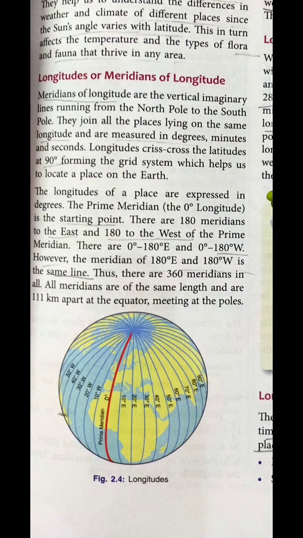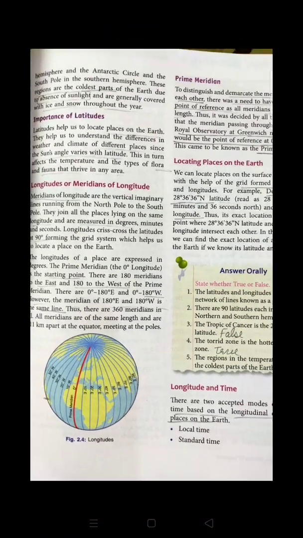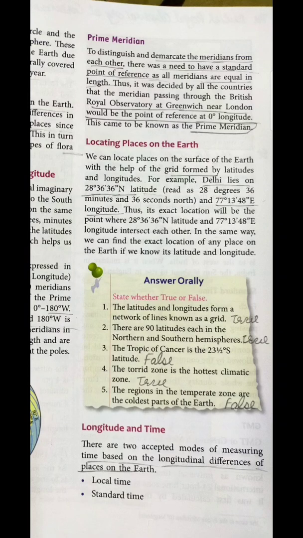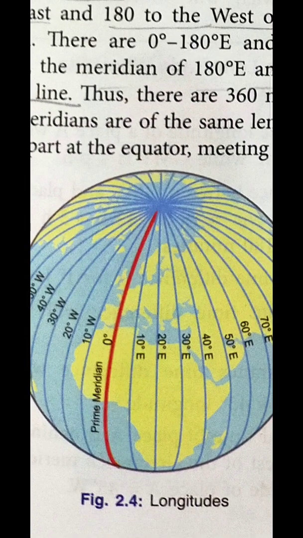Further, what is the prime meridian? We are discussing meridians. The prime meridian is the line passing through the Royal Observatory at Greenwich near London. It is considered the point of reference at 0 degree longitude. Here the line represented in red is known as the prime meridian. How do latitude and longitude further help us?